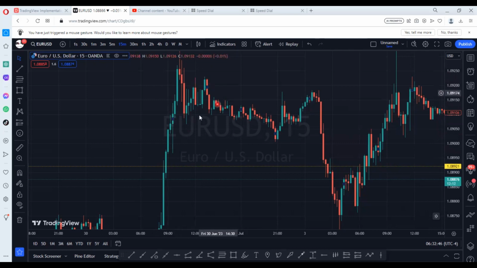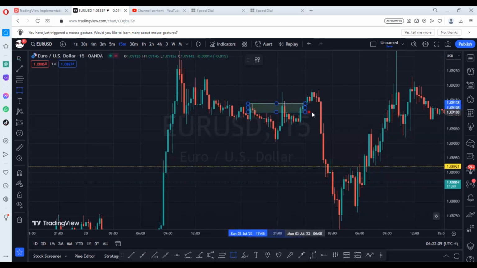It retested the previous high, but no low has been broken right here. So this is a high, and this is a low. The low was taken out. What do you do? Where was the previous high before this low was taken out? Right here.